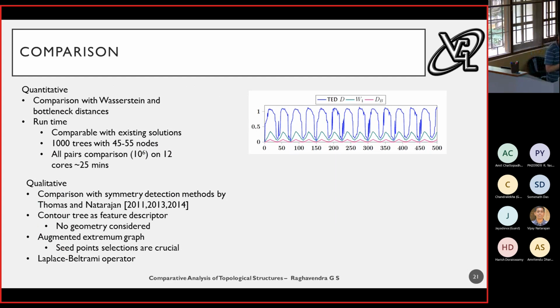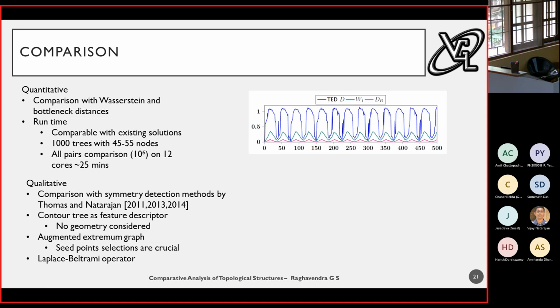So we do some comparison with existing measures. One comparison is based on the measures which are bottleneck and Wasserstein distances. We do the comparison by using the 2D vortex street data, and we see that the periodicity is being detected in all the three distances, but our distance has higher values than both the bottleneck and the Wasserstein, which means that our distance is more discriminative compared to the bottleneck and Wasserstein distance.